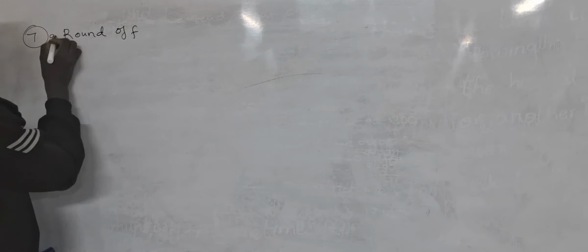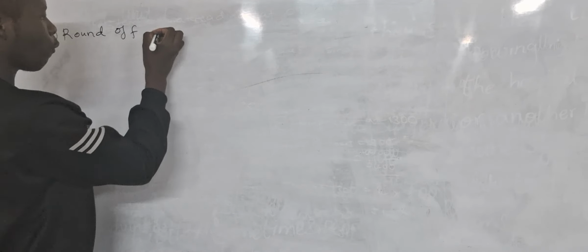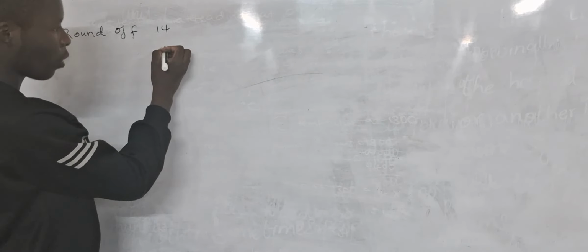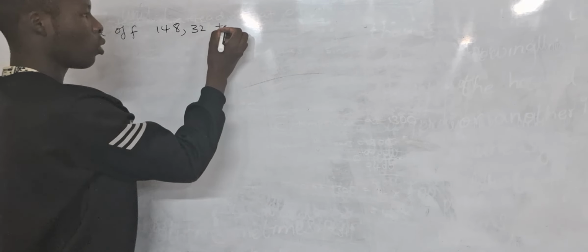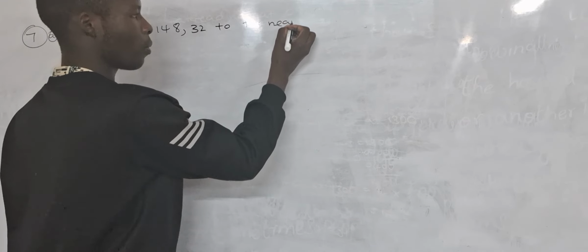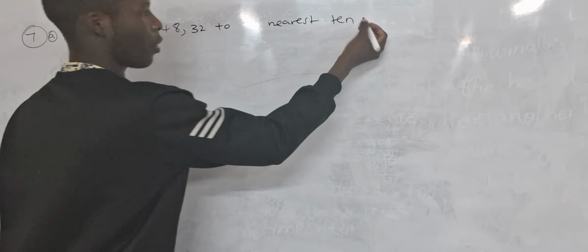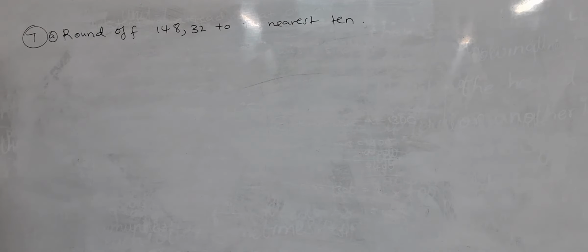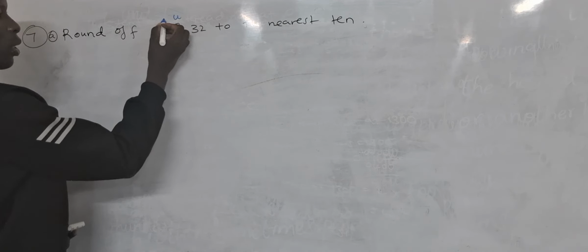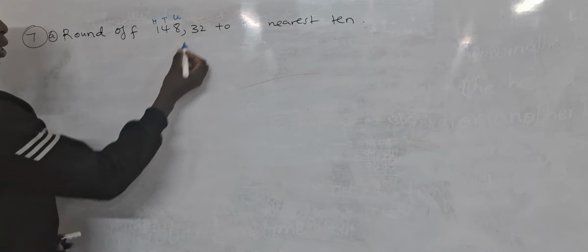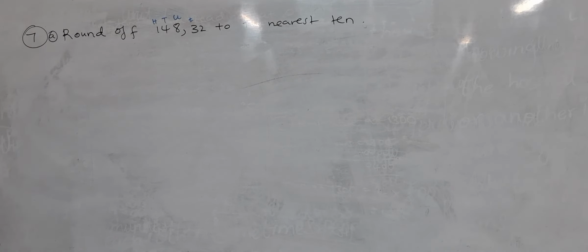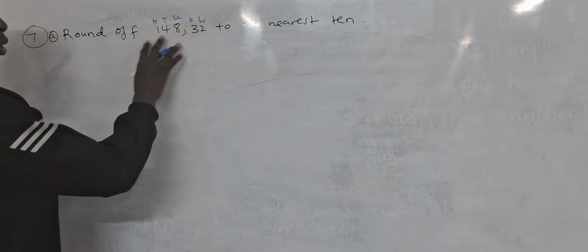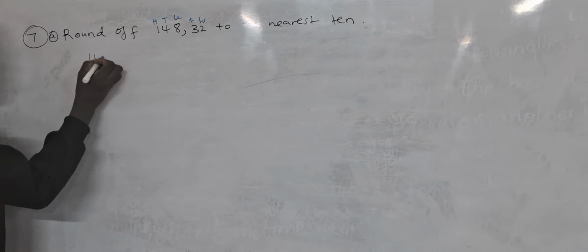So this is 7a, round off 148,32 to the nearest 10. You are supposed to round off this number to the nearest 10. If you check, these are the units: 10th, 100th. This is the 10th. This is the 100th, right? Now you are supposed to round this number to the nearest 10.